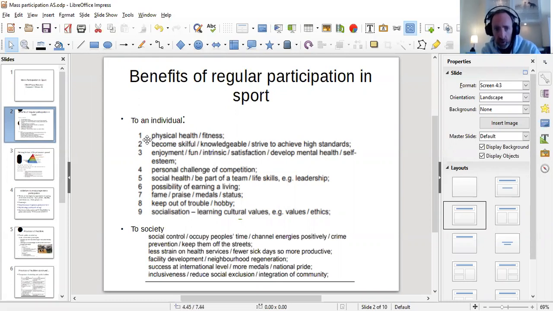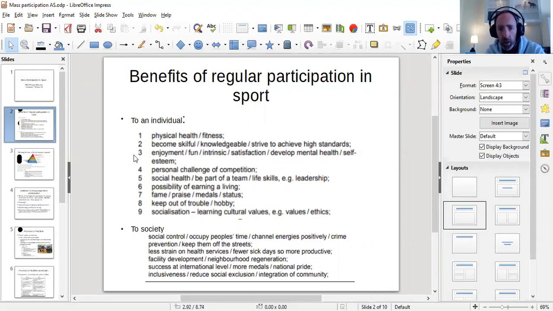Looking at these then, the benefit to an individual taking part. The obvious one is the benefit of physical health and fitness to the individual. Second point there, becoming skillful, knowledgeable, striving to achieve high standards. This is linked to the persona of an individual. What they might want to do: become skillful, they seek challenges, they enjoy sport, they want to know more about it, and striving to achieve high standards is a personal goal.